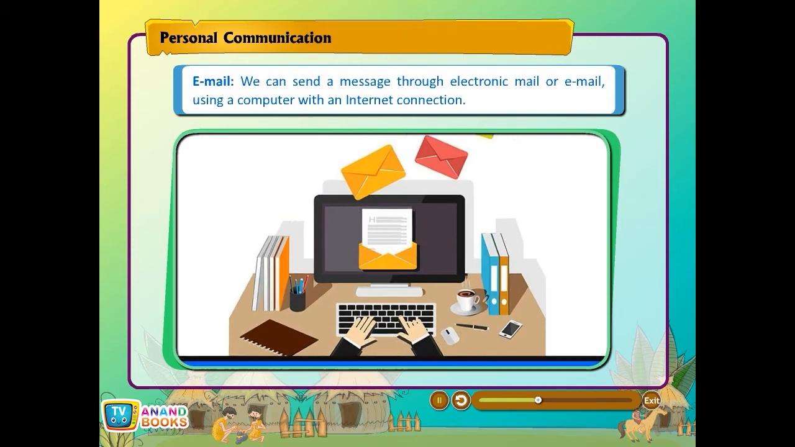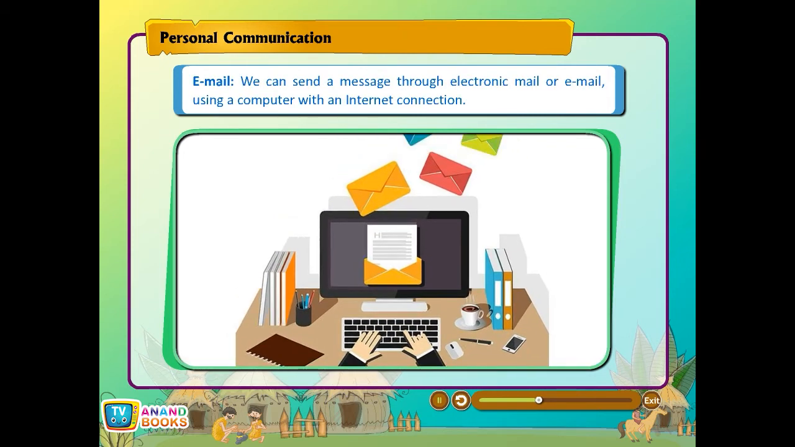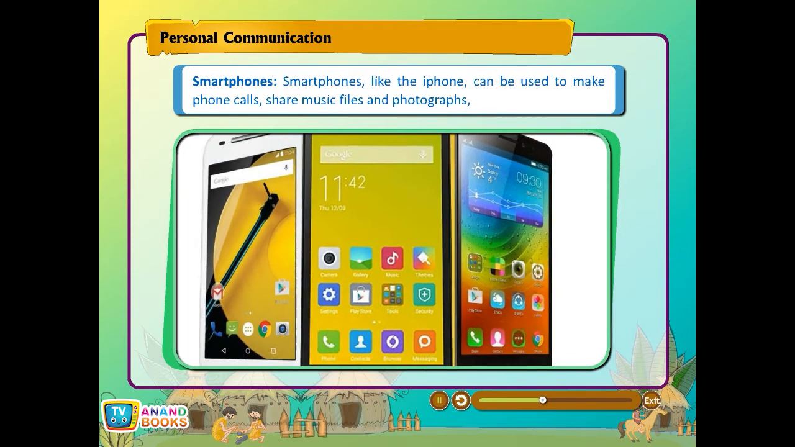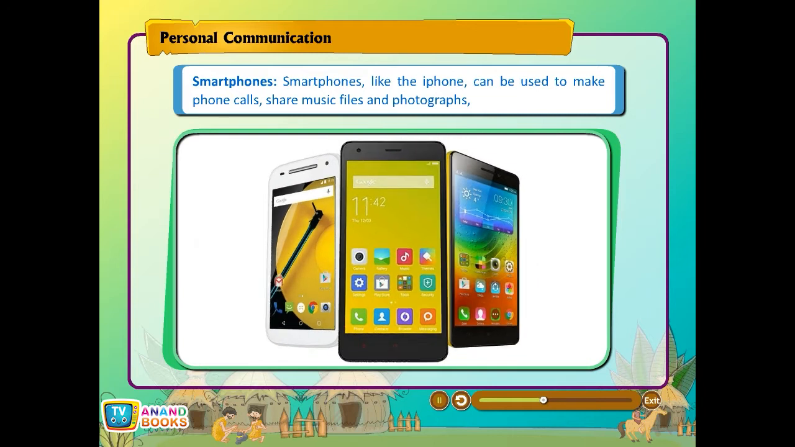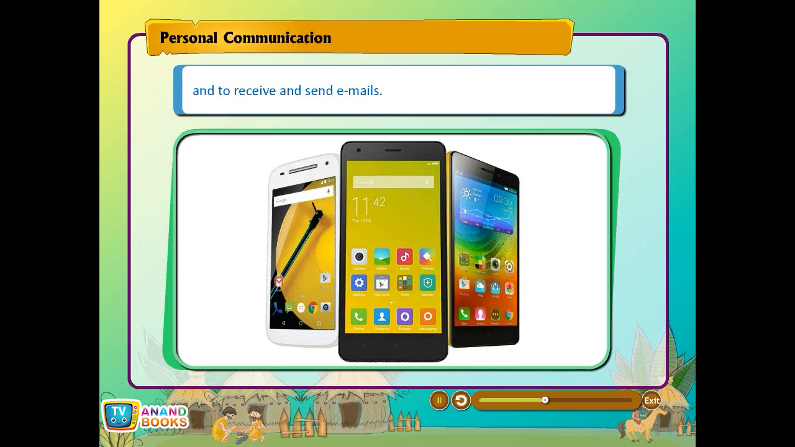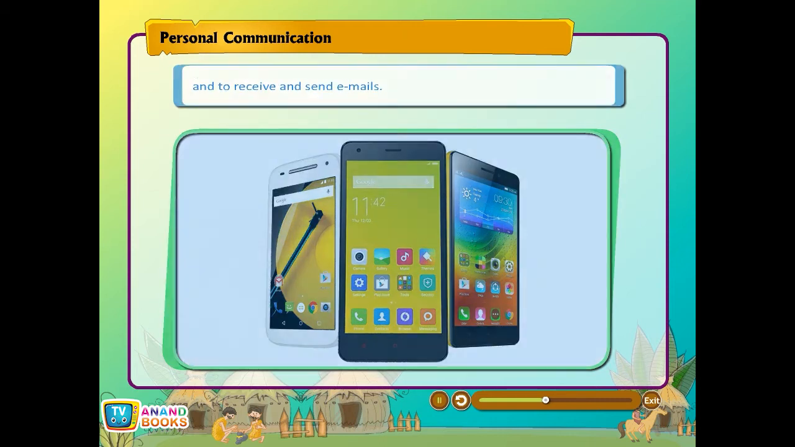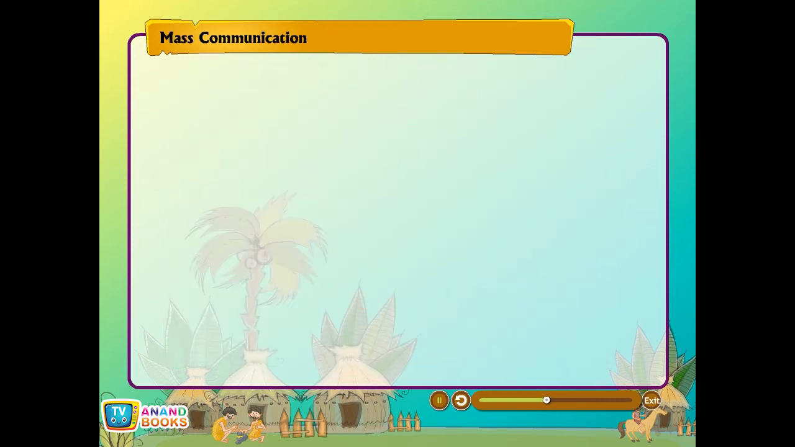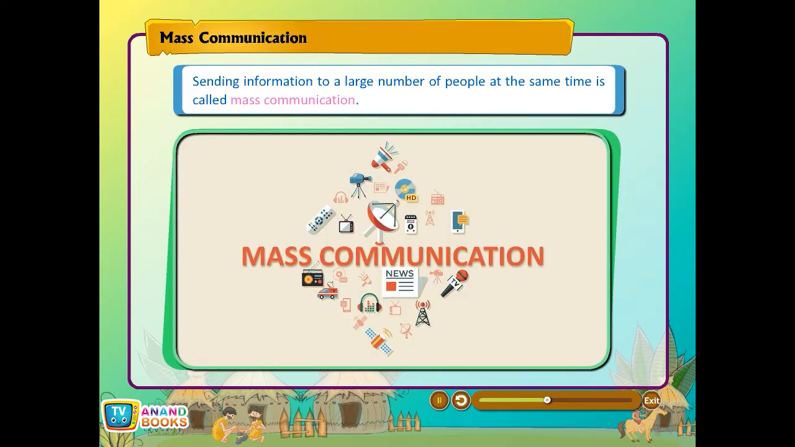Email. We can send a message through electronic mail or email using a computer with an internet connection. The message reaches the receiver anywhere in the world in a short time. Smartphones like the iPhone can be used to make phone calls, share music files and photographs, and to receive and send emails. Mass communication. Sending information to a large number of people at the same time is called mass communication.